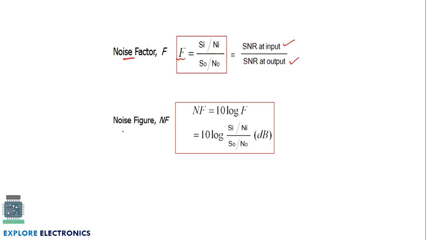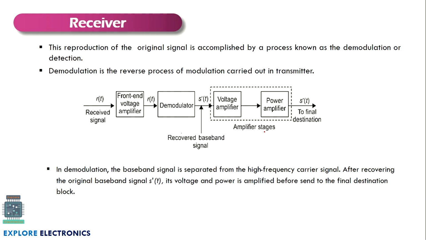So one more thing is noise figure, NF. Noise figure is equal to 10 log of the noise factor. If you give 10 log of that, it will be represented in dB. This is what noise factor and noise figure are. And then we will be having a receiver. We have understood the transmitter, and similarly we have a receiver at the other end.